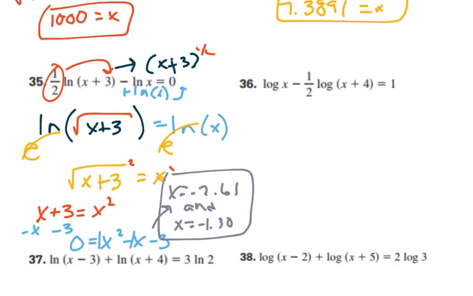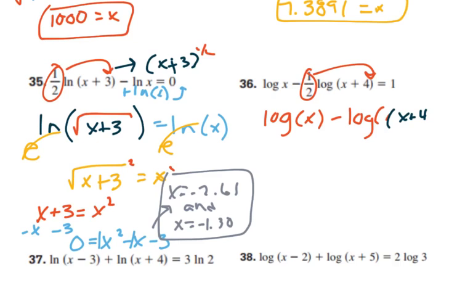Gross. Okay, so then we're going to do our next one, which literally looks like it's going to be the same terribleness. So we're going to go ahead and bring this exponent in. So we have log of x minus log of the square root of x plus 4, and that's going to equal 1.